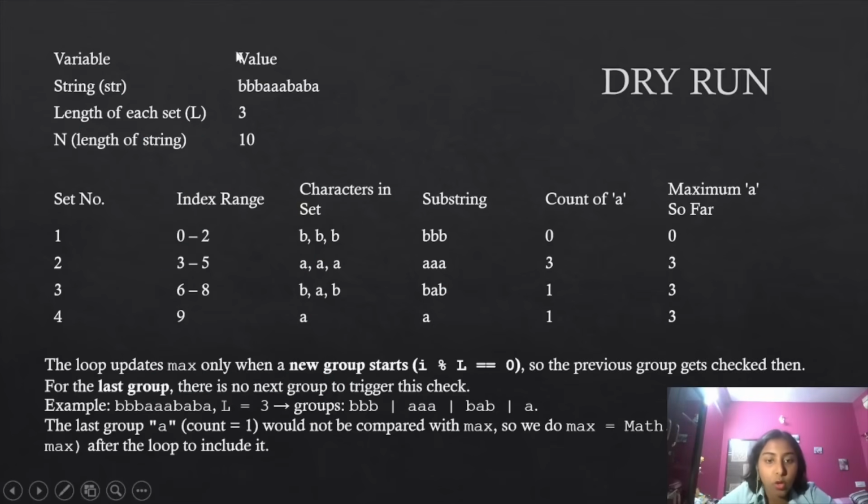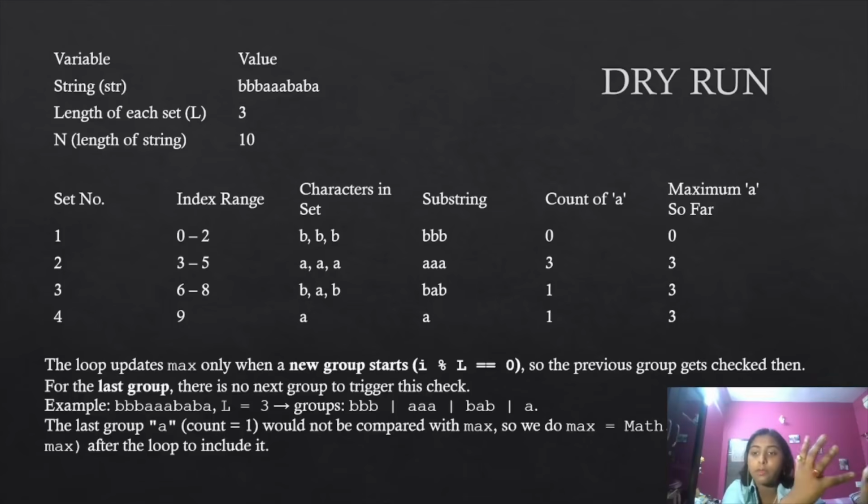Now, before we go to the code, let's see the dry run of it. We have taken this as our example value, which is B, B, B, A, B, A, B, as I said. Now, how are we dividing it? Well, L is 3. So how to find the blocks, the chunks, how to divide it? It's very simple, right? If I modular L equal to 0, that means our new set will start. So until and unless I modular L equal to 0, our previous set will continue.